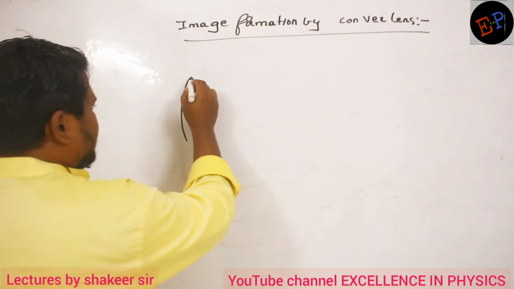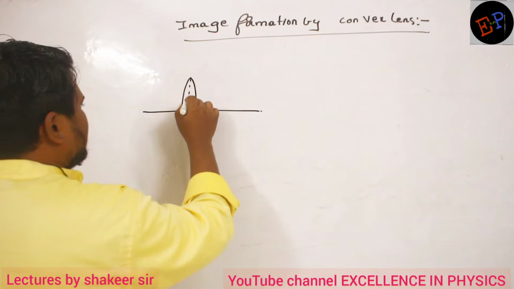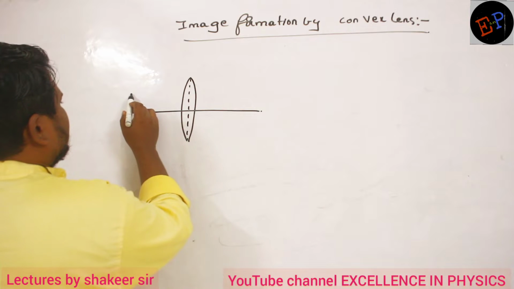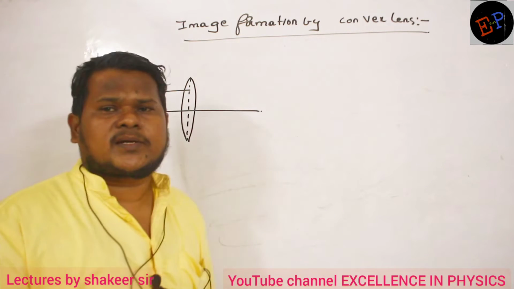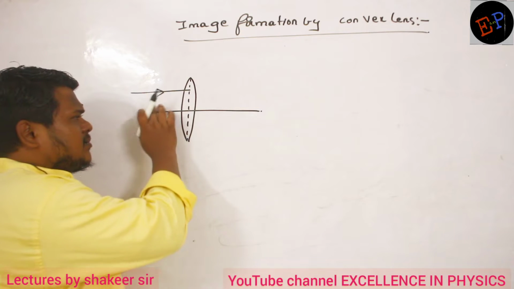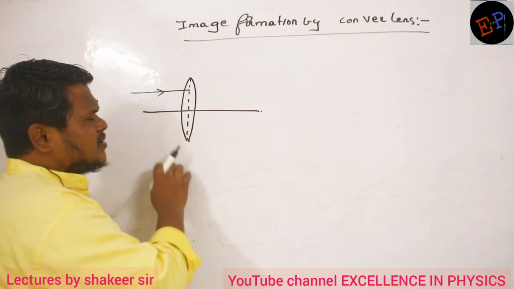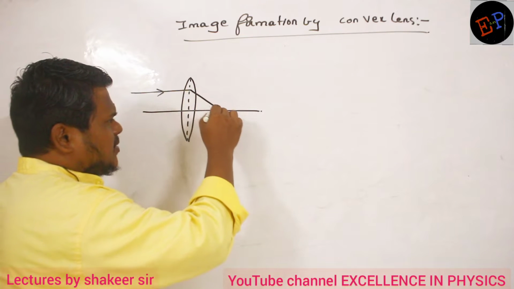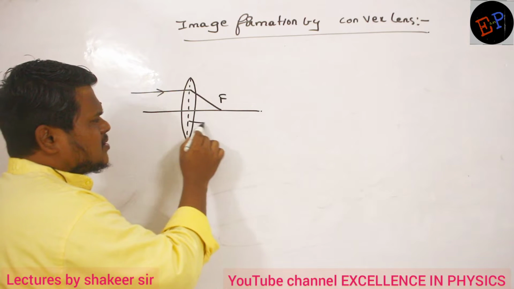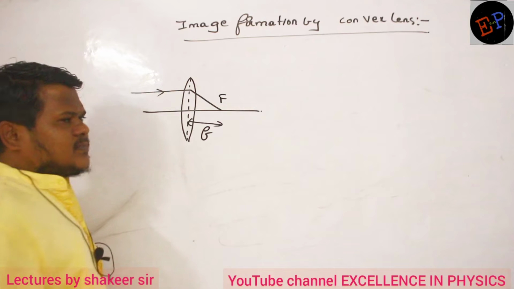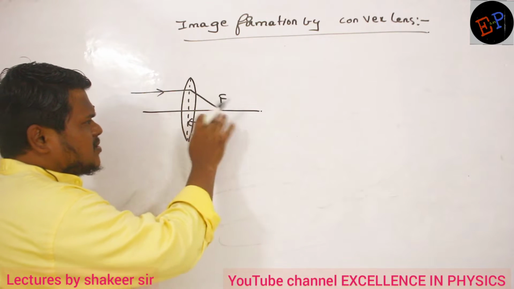For example, if this is a convex lens and this is the aperture, now consider a light ray traveling parallel to the principal axis. After getting refracted from this lens, it goes and meets at the focus. So this point I can call the focus and this length I can call the focal length. Therefore, any light ray passing parallel to the principal axis will pass through the focus.